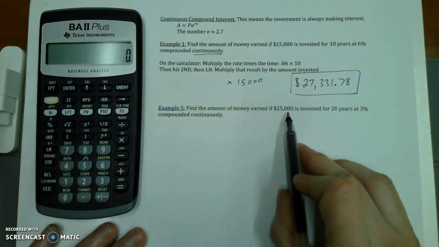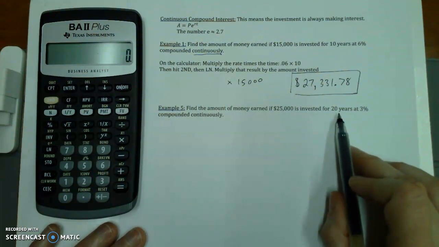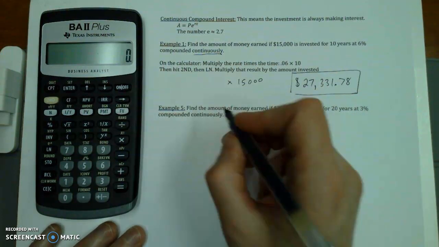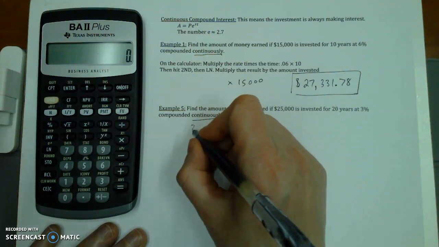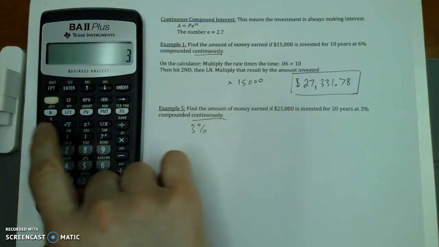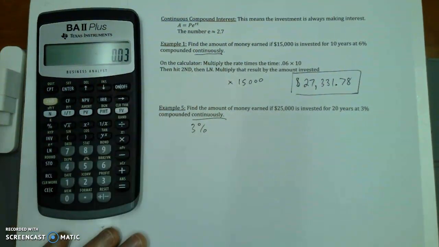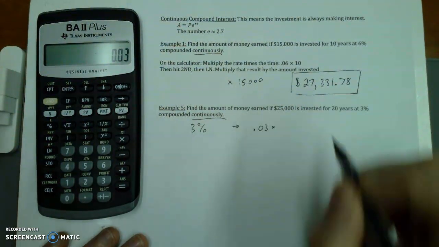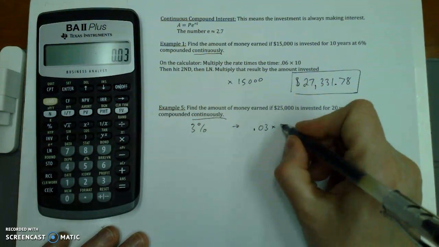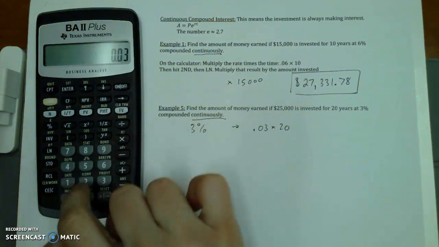Now I'd like to invest 25,000 for 20 years at 3%, and once again, we are compounding continuously. So again, let's hit 3, and if I hit percent, my calculator is going to turn that into a decimal. Let's multiply that by the time, so times 20.